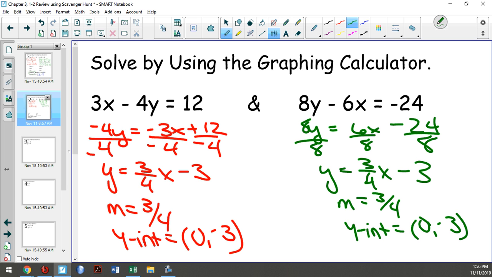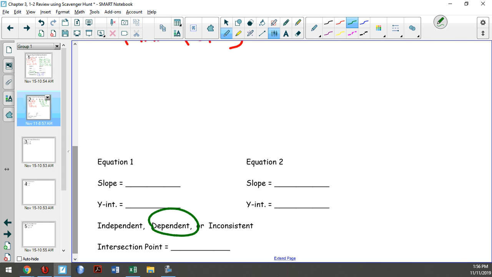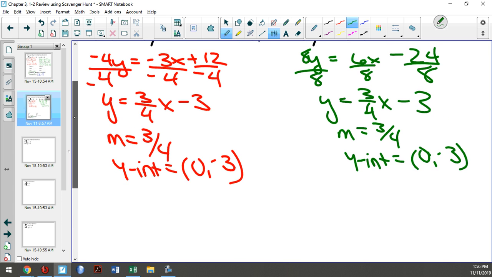They're exactly the same line. So are they independent, dependent, or inconsistent? They are 100% dependent because they're exactly the same thing. Then what is my POI?